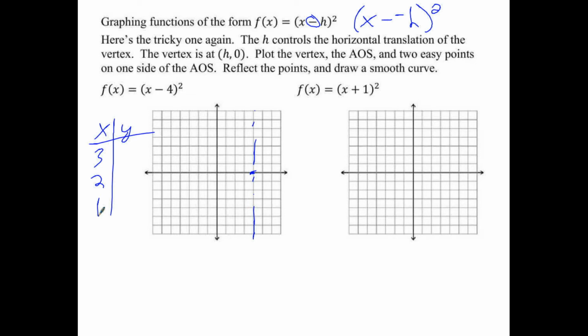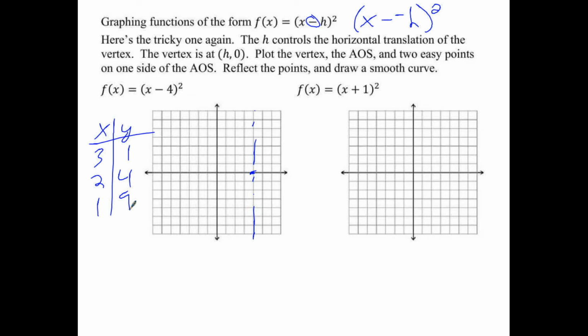So now we plug in those numbers. I plug in 3. 3 minus 4, negative 1 squared, 1. Plug in 2. 2 minus 4, negative 2 squared, 4. Plug in 1. 1 minus 4, negative 3 squared, 9. Now 9 takes us off of our grid, but that's okay. That's what we want, right? Because now we have something to shoot for that's off of our grid, and we won't have a fingernail-looking parabola. We'll have a nice-looking parabola.